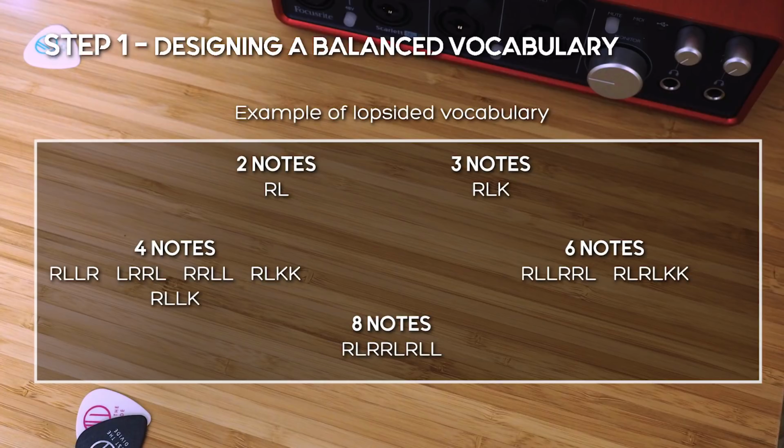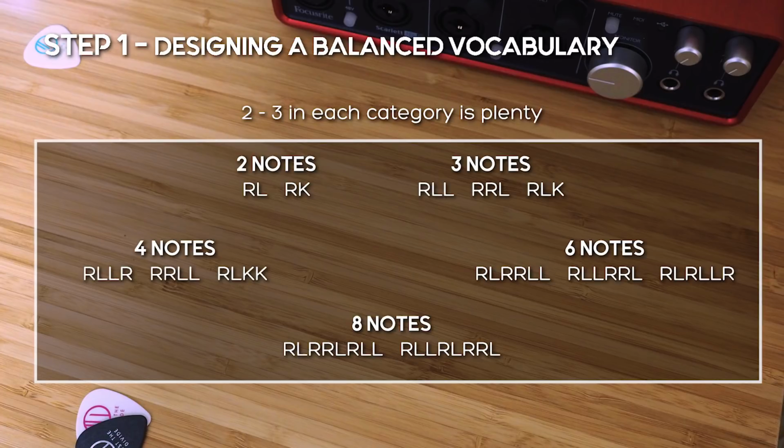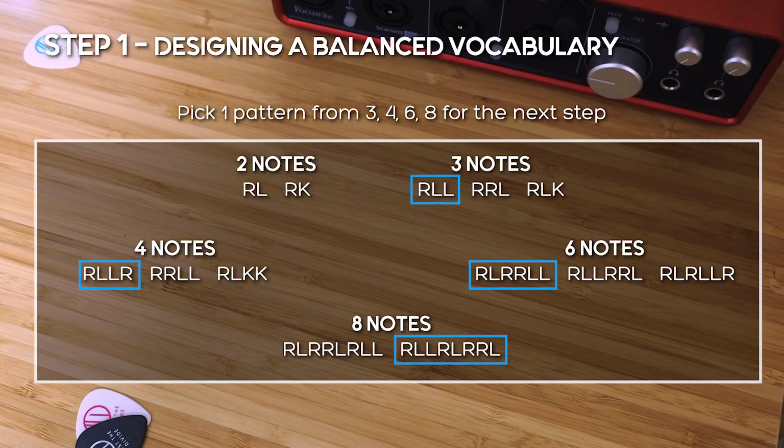If you have a lot of patterns in 4s or even numbers and only 1 or none in 3s or 6s, you're going to get into trouble when playing triplet tunes or have a vamp going in odd groupings. So, you want to make sure you have approximately the same number of patterns in each number category. You might need to add or take away some patterns. 2 is plenty enough for each number, and too many patterns here will make it hard to master the next step. Anyway, just pick one pattern from 3, 4, 6 and 8 for the next step.